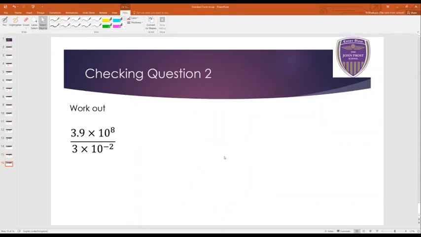A little bit tougher this one, but I'd like you to have a go at it anyway. See what you can do. It's good to challenge yourself. So press pause, have a go at this one, press play when you want to go through it.